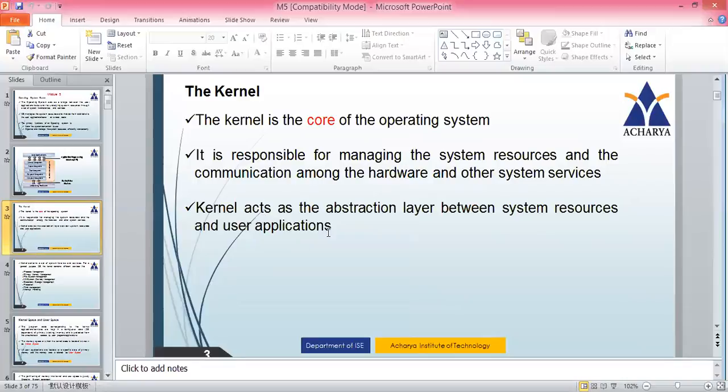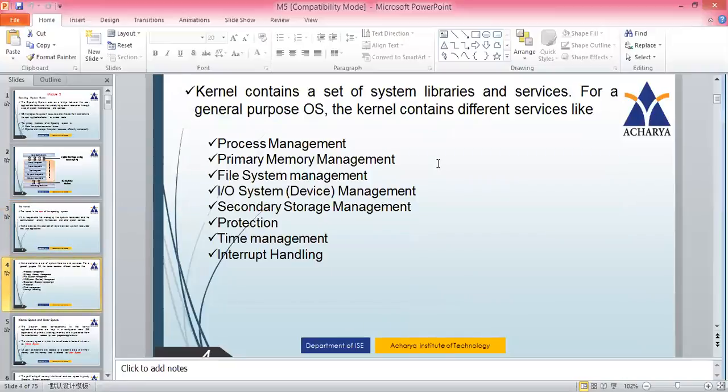So it acts as a layer between the hardware system resources and the user application. Now, coming to the kernel, it provides different services, as discussed earlier: process management, primary memory management, file system management, IO device management, and secondary storage management. You can see here, this is primary and this is secondary. Also, it has to provide protection to all the user files and the system files. So there will be software to protect those files, time management, and interrupt handling.